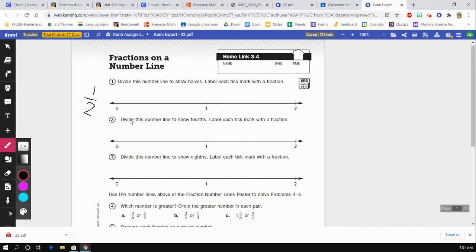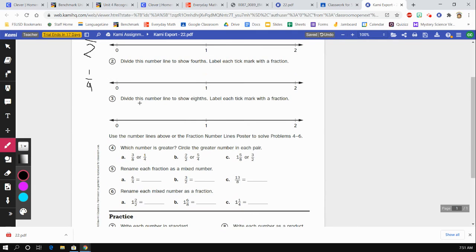Look at the denominator. Divide this number line to show fourths. So we've got 1/4. Label each tick mark with a fraction. So how many pieces should this first section be in? How many sections should it have? Look at the denominator. How many sections should the next number have from 1 to 2?